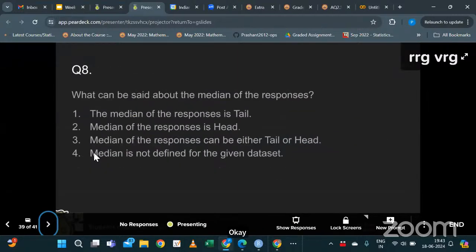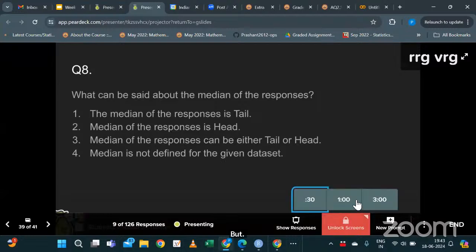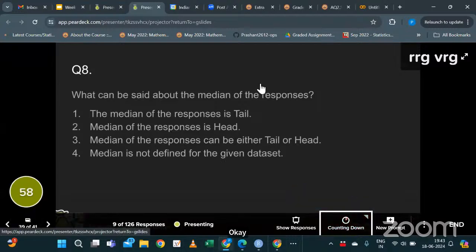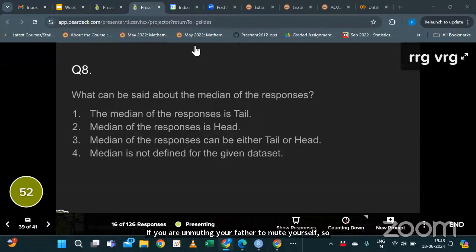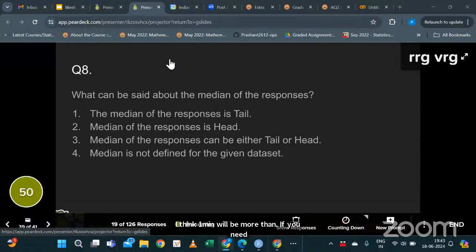Okay, so this is the last question, I think. The question says, what can be said about the median of the responses? I think 1 minute will be more than enough. If you need any extra time, let me know. So in a pie chart the widest slice will represent the mode. Correct.